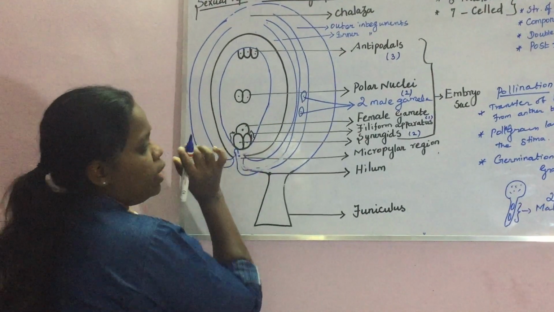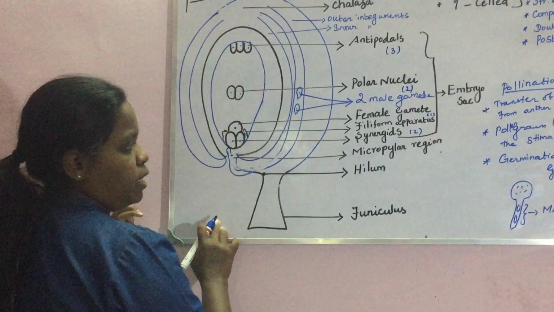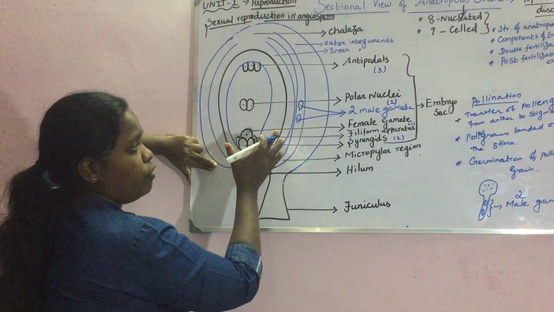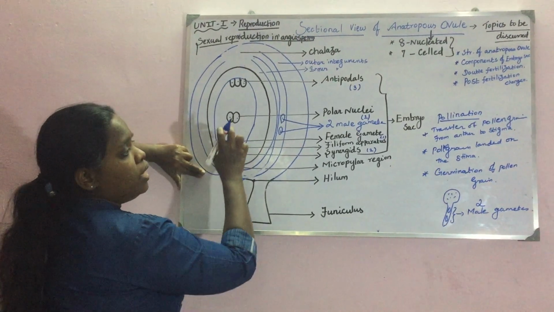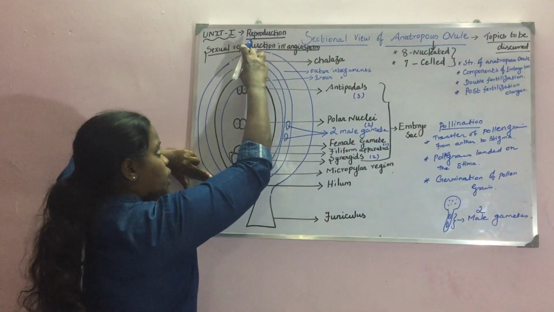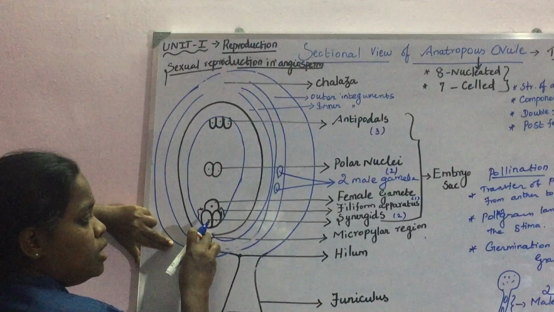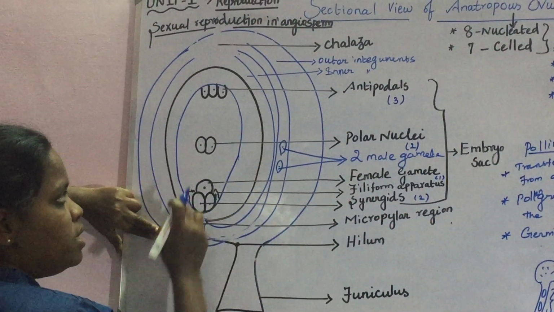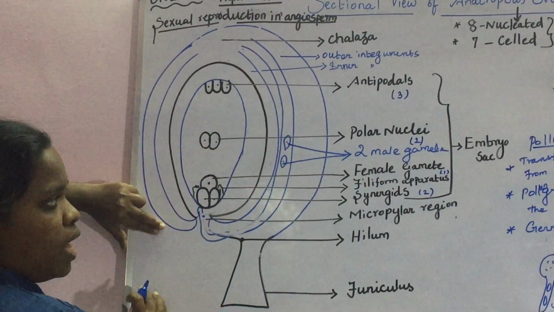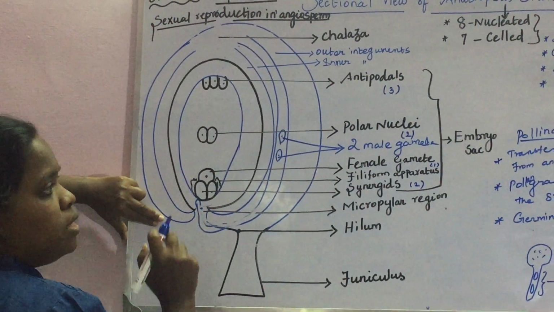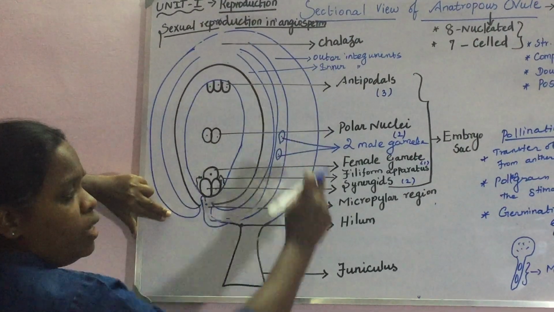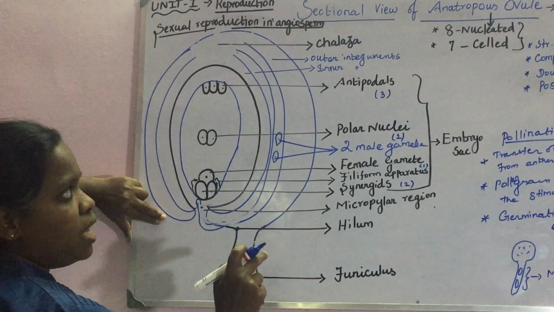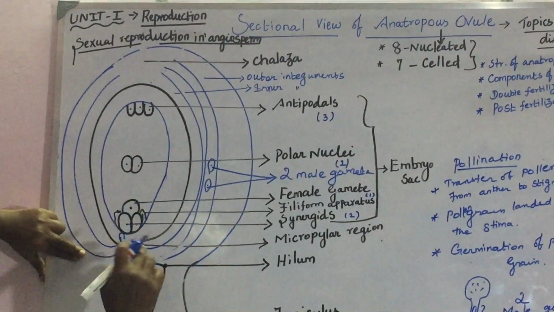This is called the micropylar region. Before that, you should know about the structure of the anatropous ovule. The anatropous ovule has 2 ends. One is called the chalazal end, another is called the micropylar end. Inside, the sac-like structure is called the egg sac or embryo sac. The embryo sac is 8 nucleated and 7 celled. Here 7 cells and 8 nuclei are there.